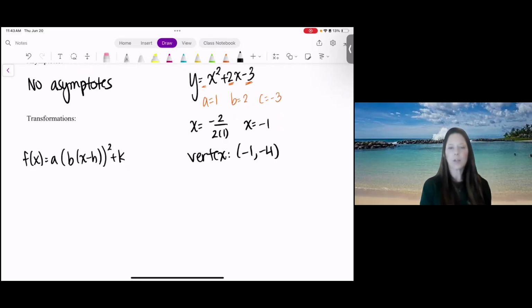Transforming a parabola, I encourage you to watch the transformation video. We have our parent function that is now adjusted by a, b, h, and k. You will typically see transformations where the b is not included, but it could be that the b is multiplied on the inside, and that is going to horizontally stretch or compress. a is going to vertically stretch, compress, or reflect. b is going to horizontally stretch, reflect, or compress. h is going to shift right or left, and k is going to shift up or down.